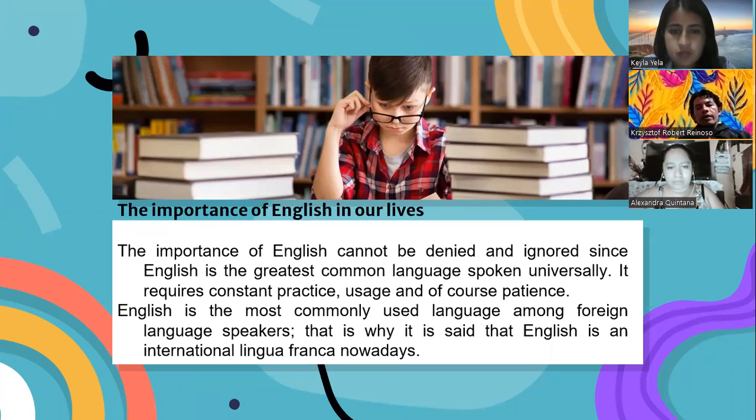The importance of English is clear. English is the greatest common language spoken universally. It requires constant practice. English is the most commonly used language among foreign language speakers worldwide. It is said that English is our international lingua franca nowadays.